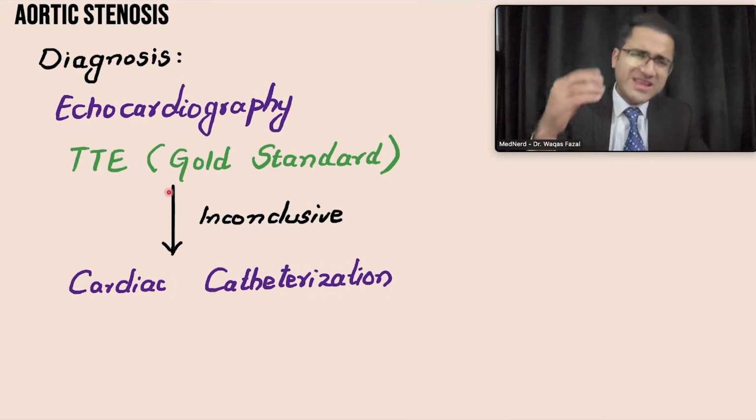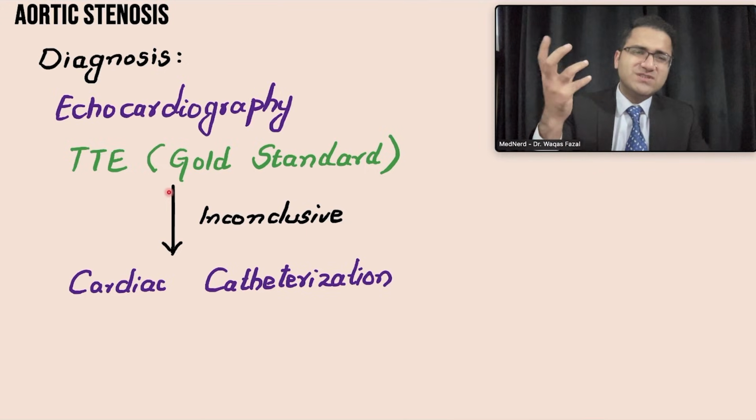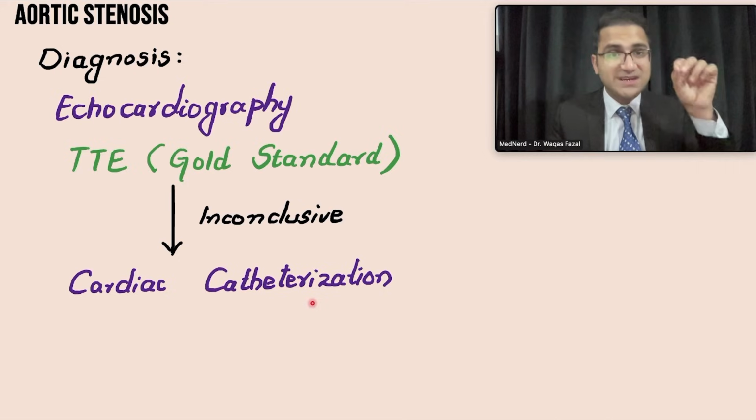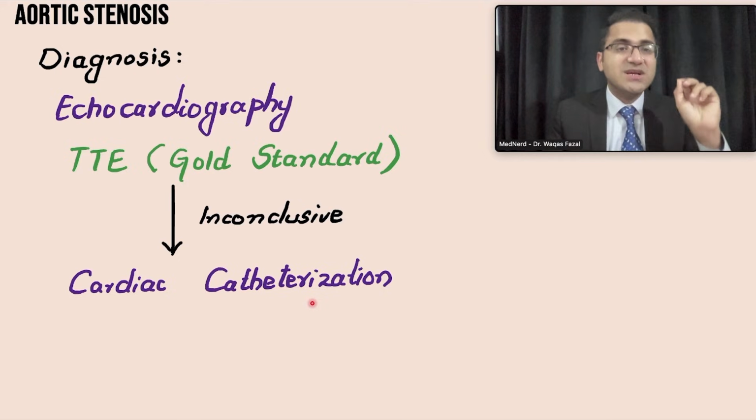Now, in very rare cases where the aortic stenosis cannot be detected on echocardiography, cardiac catheterization is done. This is just for academic purposes, but it is not done in real life. Most of the cases are detected on echocardiography. Aortic stenosis is diagnosed with echocardiography. But if it is inconclusive, cardiac catheterization is done, where they pass a catheter and check the pressures, and if they find a big difference in the pressures, they can make the diagnosis.